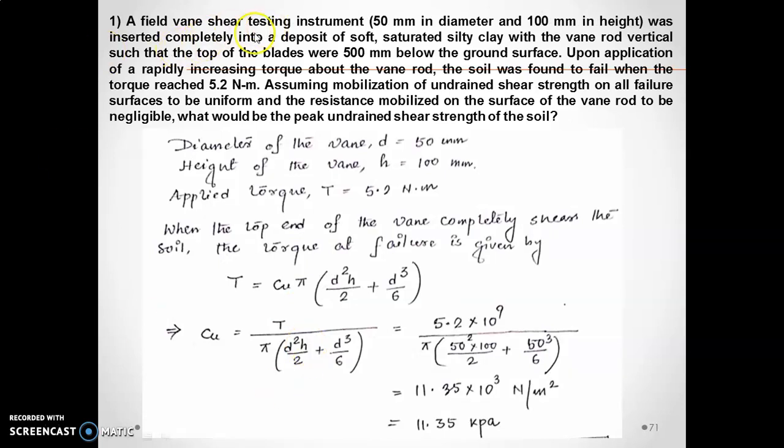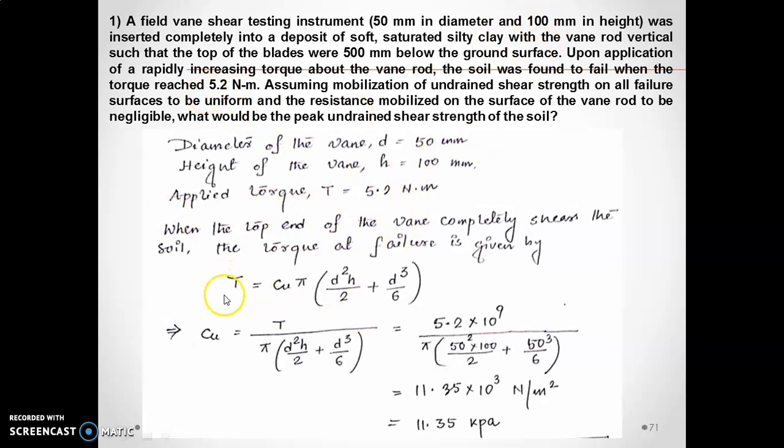A field vane shear testing instrument, with a diameter of 50 mm and height of 100 mm, was inserted completely into a deposit of soft saturated silty clay with the vane rod vertical, such that the top of the blades was 500 mm below the ground surface. The torque is given as 5.2 Newton meter, and it is asked to find the undrained shear strength of the soil. Now the diameter is 50 mm, the height of the vane is 100 mm, and the applied torque T is 5.2 Newton meter.